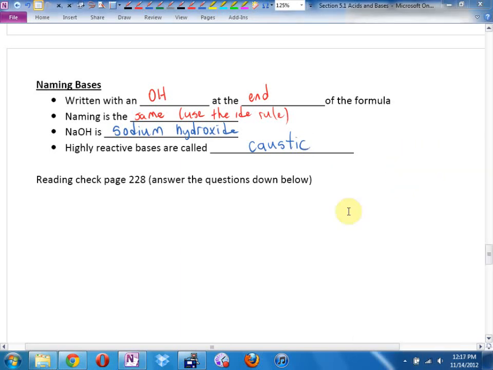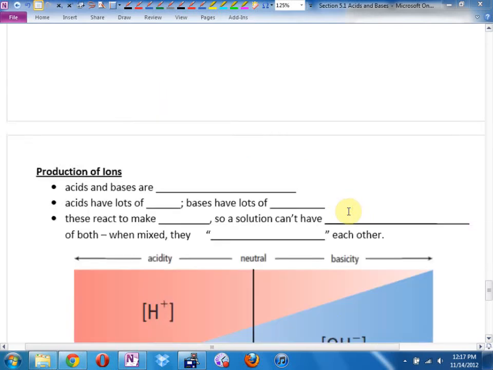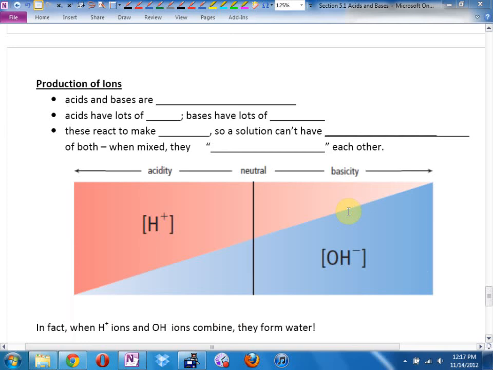So naming bases, no problem. You do have to recognize an acid and recognize what's likely a base. How can you recognize that it's probably an acid? What letters does it begin with? H in all likelihood, except for the one weird one, vinegar. How can you recognize a base? What letters does it end with? It ends with hydroxide. Next page.